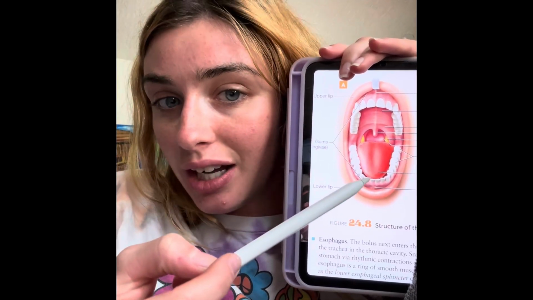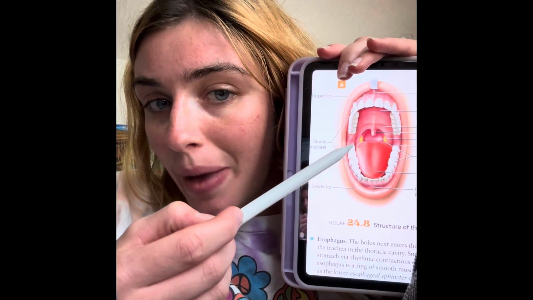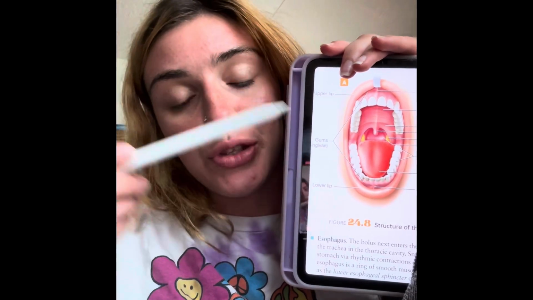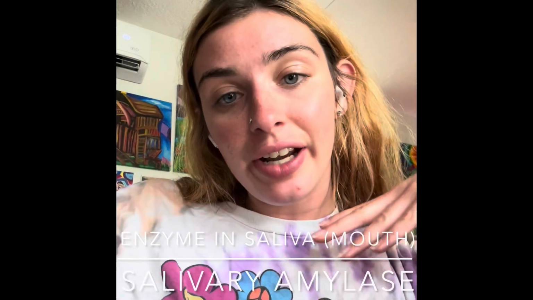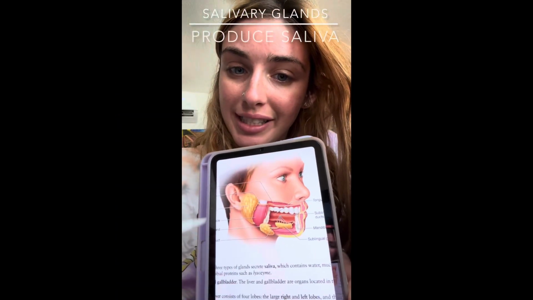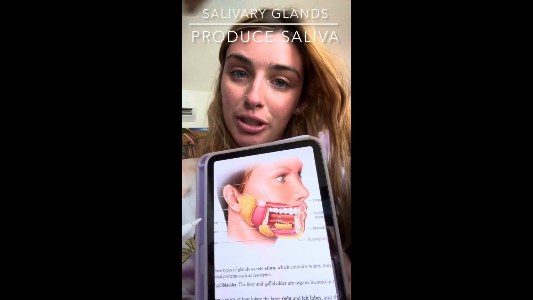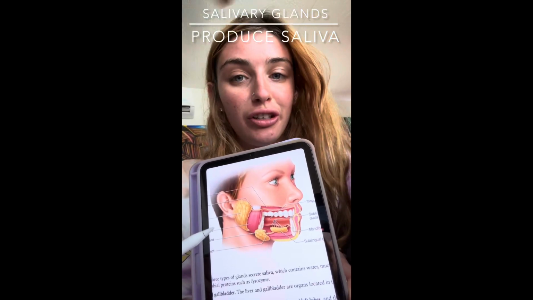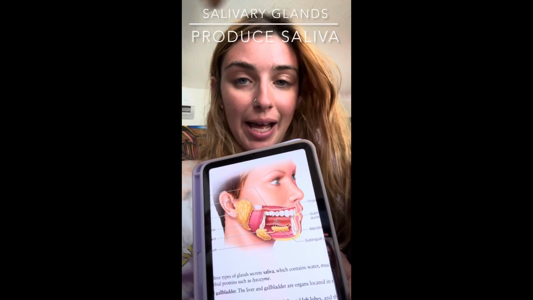Here we have our tongue, which pushes the food back into our pharynx, allowing for the first steps of swallowing. The enzyme involved, salivary amylase, breaks down carbohydrates, specifically starch. This diagram shows our salivary glands, all of them producing the saliva, which includes the salivary amylase. The end product of this digestion is a disaccharide called maltose.